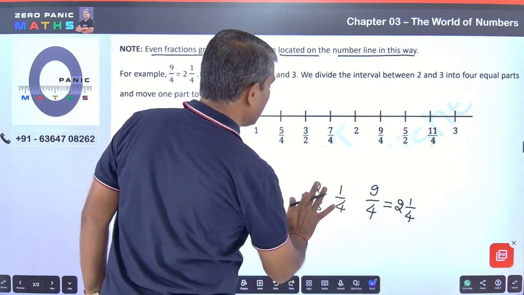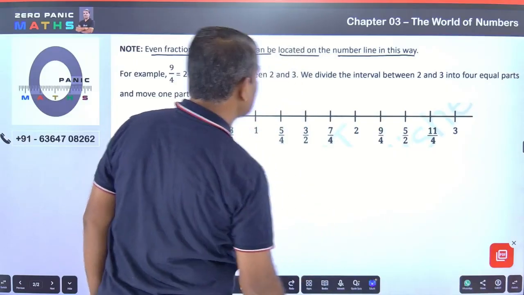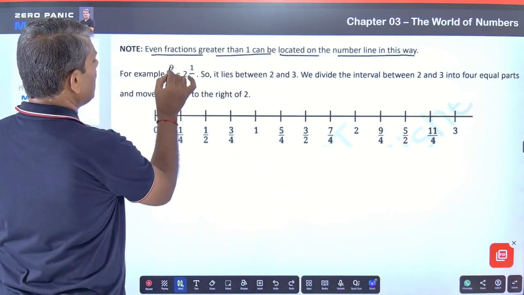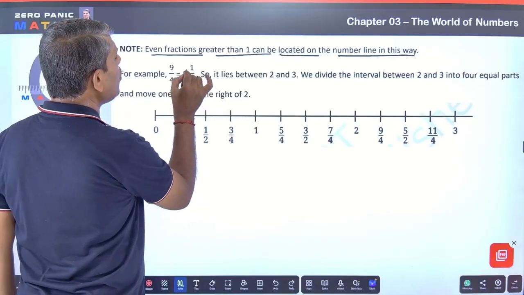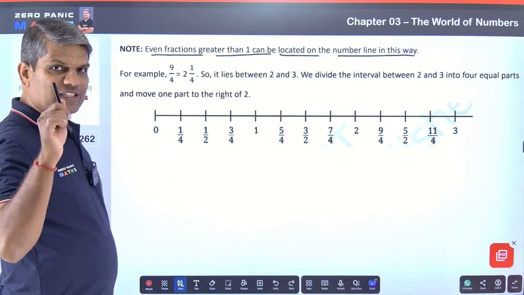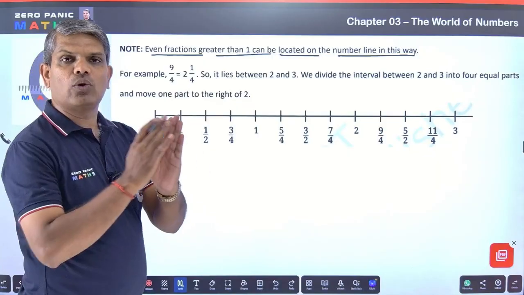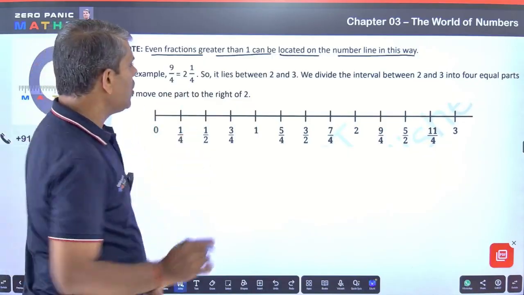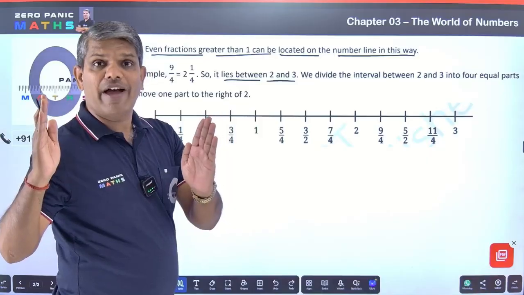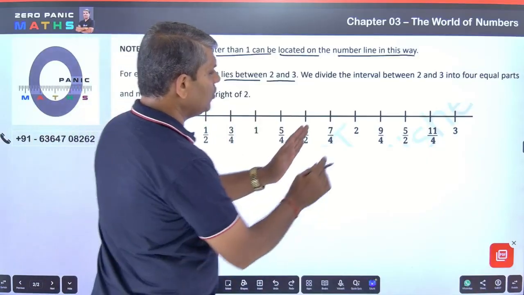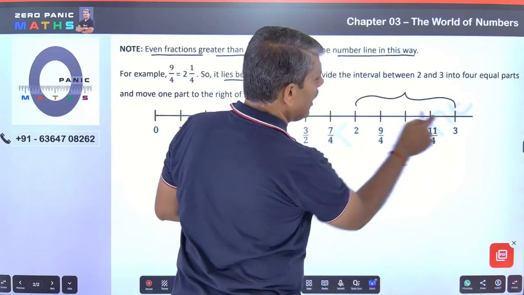So I'm taking an example of 9/4 which is greater than 1, and how do I represent that on the number line? You see this example, 9/4 which is 2 and 1/4. So it lies between, see, it is already 2 and 1/4. See it carefully. If it is 2 and some value, then it is definitely going to appear between 2 and 3. Correct? So that is what they are saying. It lies between 2 and 3. So the unit that you have to divide is between 2 and 3. You just see this portion of the number line. This is 2 and this is 3.